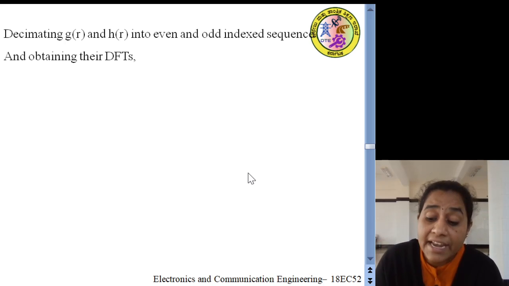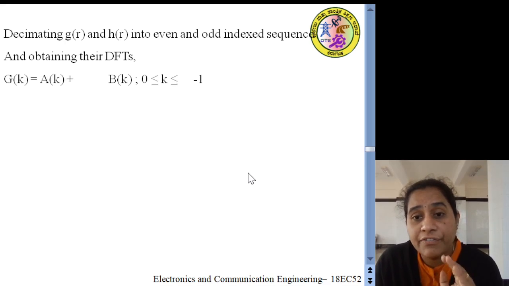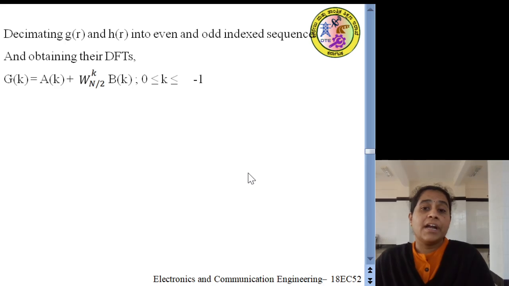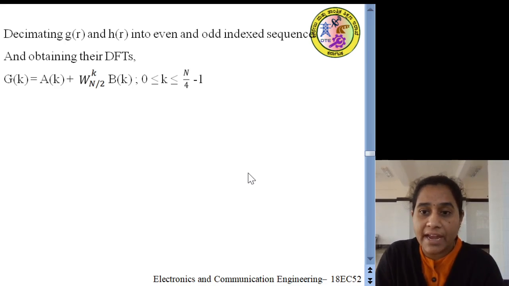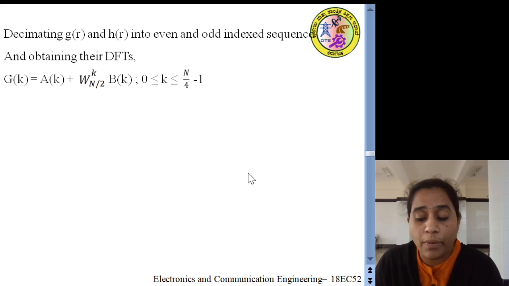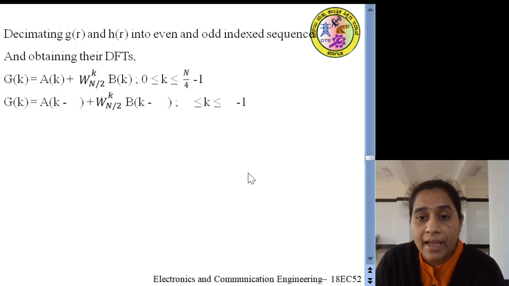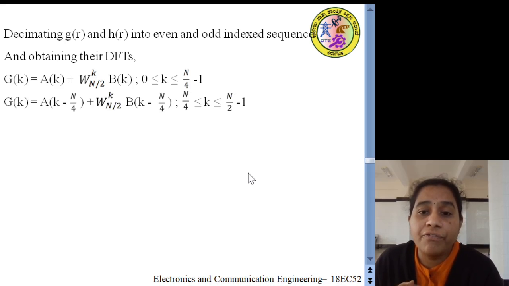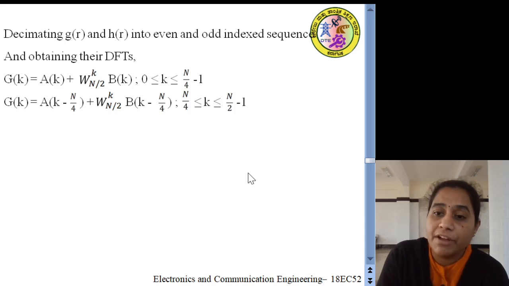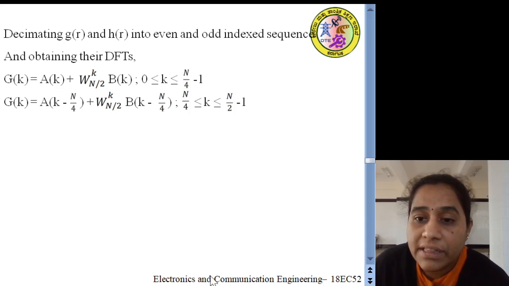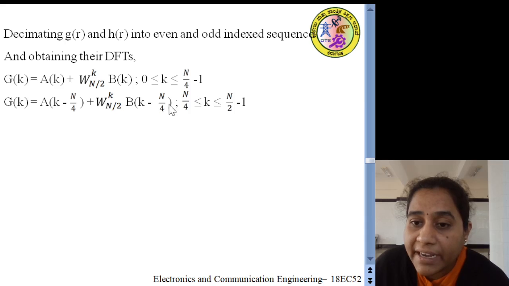After dividing, if we obtain their DFTs, what we obtain is G[k] equal to A[k] plus W_{N/2}^k into B[k], where the value of k varies from 0 to N/4 minus 1. Similarly, G[k] is equal to A[k minus N/4] plus W_{N/2}^k into B[k minus N/4]. Here the value of k varies from N/4 to N/2 minus 1. So, this represents the first half, that means even indexed, and this is for the odd index, second half.